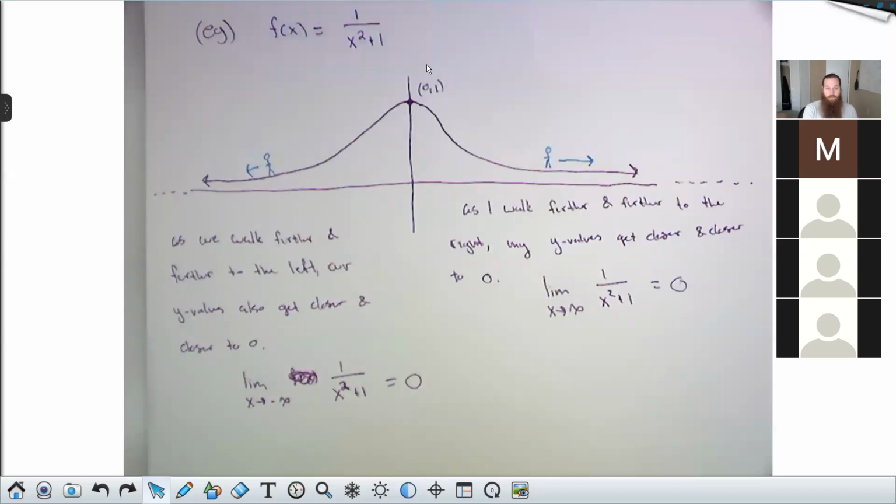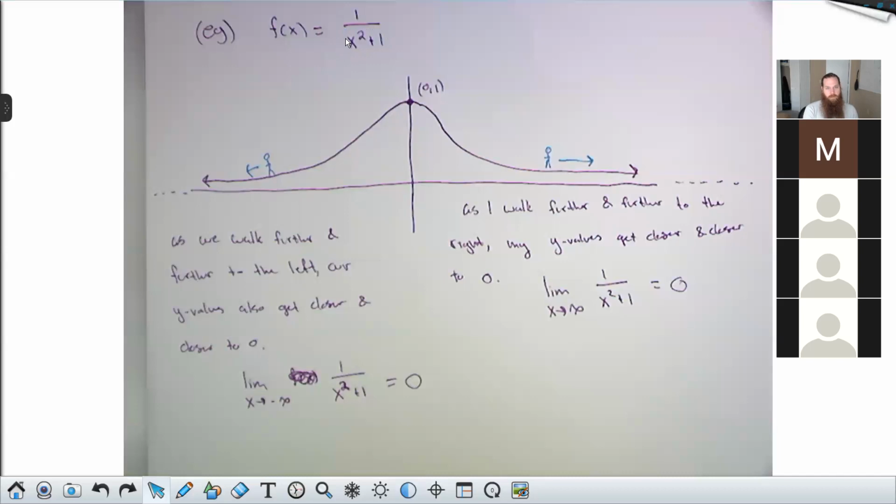This is a rational function. It's a ratio of two polynomials. And we proved that polynomials are continuous everywhere in their domain. And since the bottom here is never 0, this rational function is continuous everywhere.